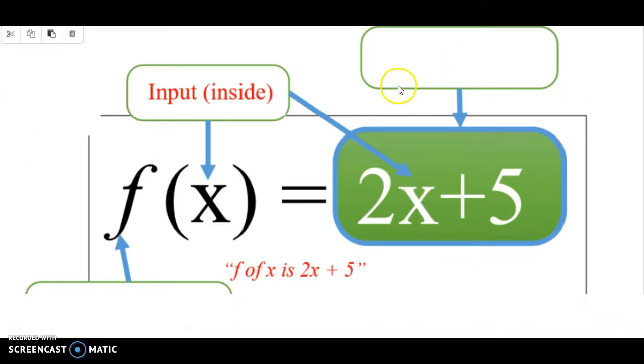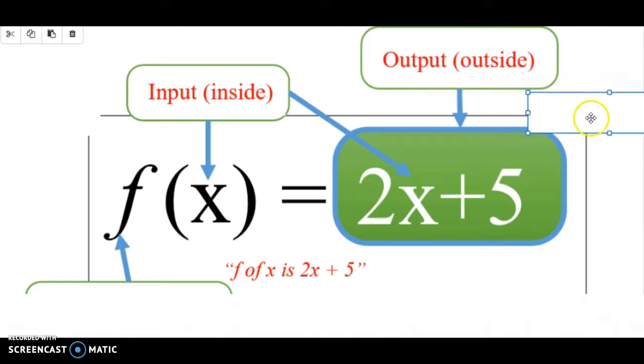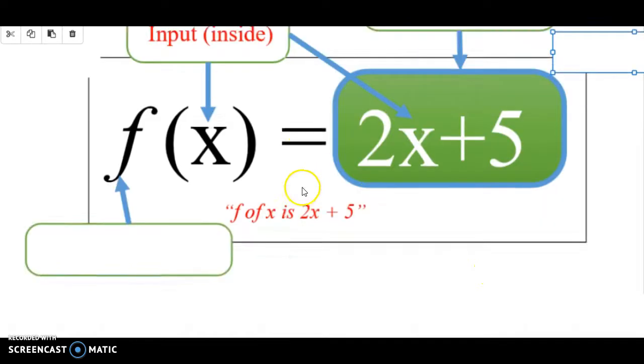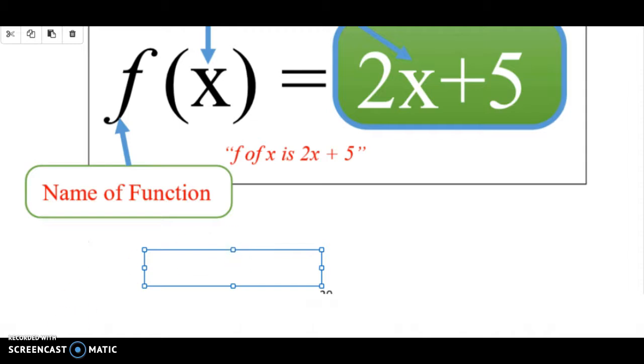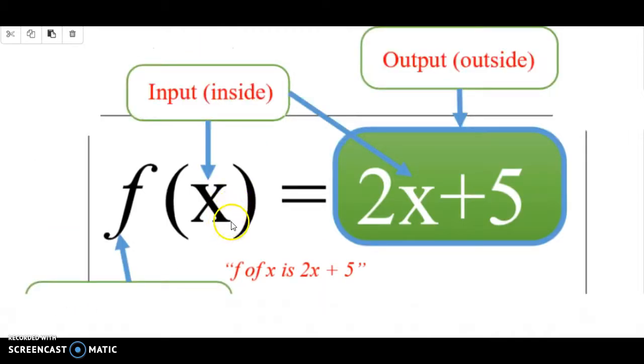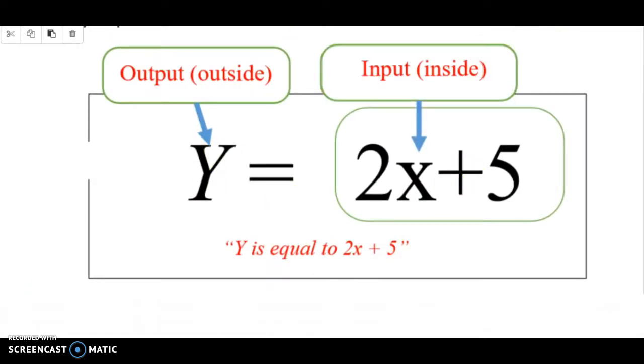Okay? So again, it's written very similar, but yet it's a little different. So the output is f of x, the whole thing. Not just the x or the 5. It's highlighted here. 2x plus 5 is the output. And f is the name of the function. So before we move on to activity number 2, make sure you understand the function notation and the equation.